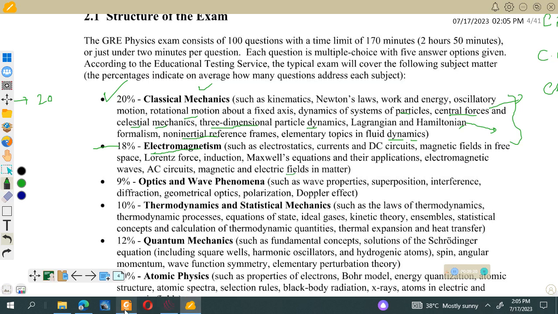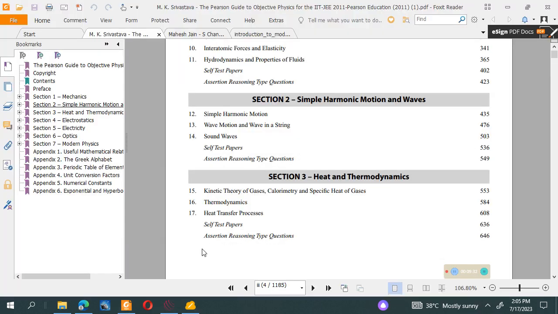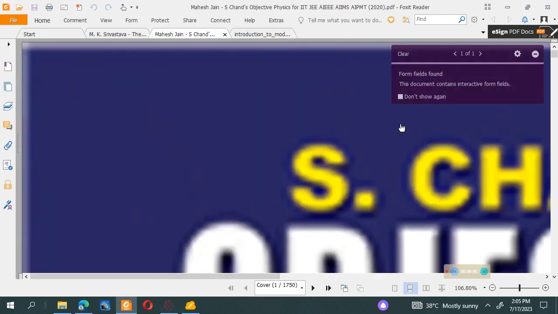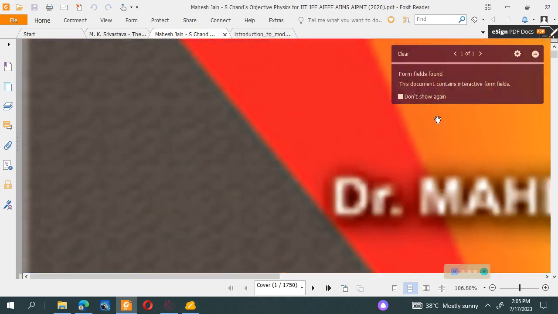So I think that some portion of this is discussed in the heat and thermodynamics sections. You can go through these books. Also, my Jain books also contain the thermodynamics portion.